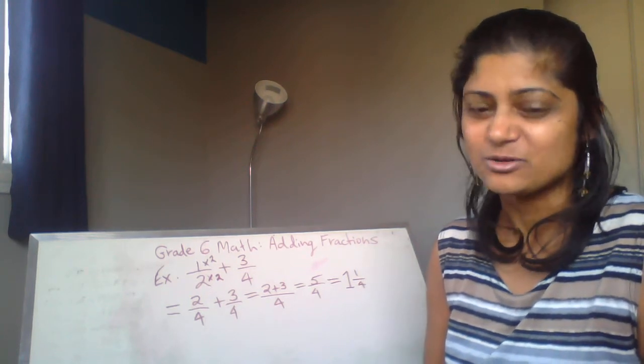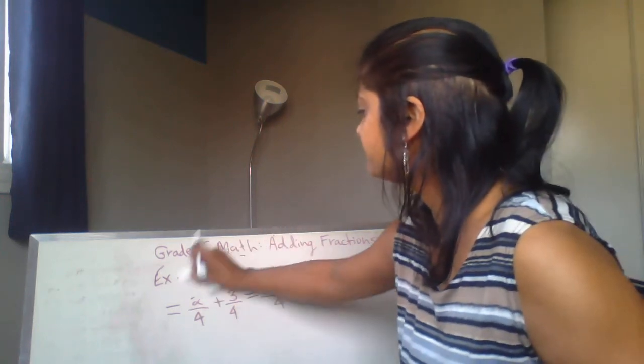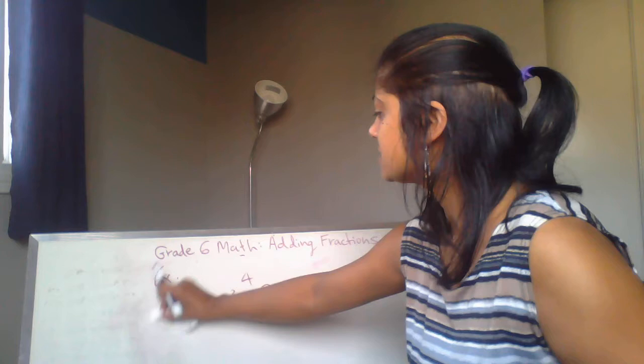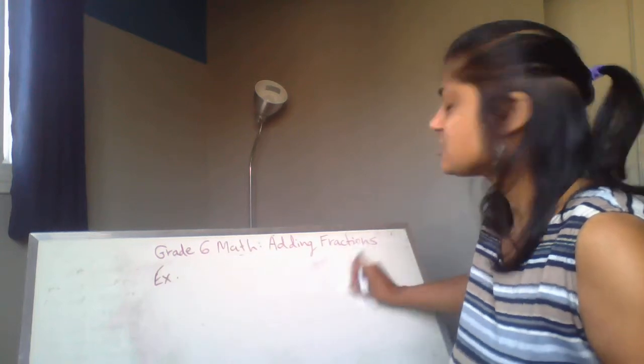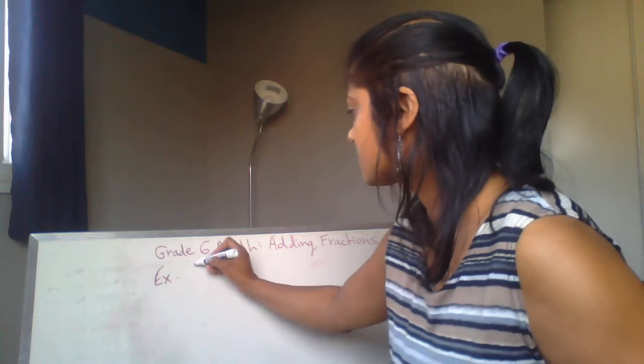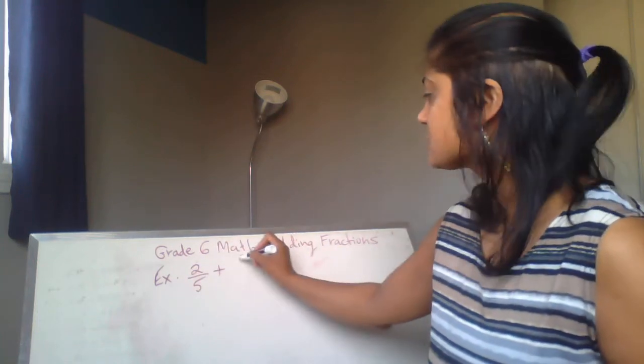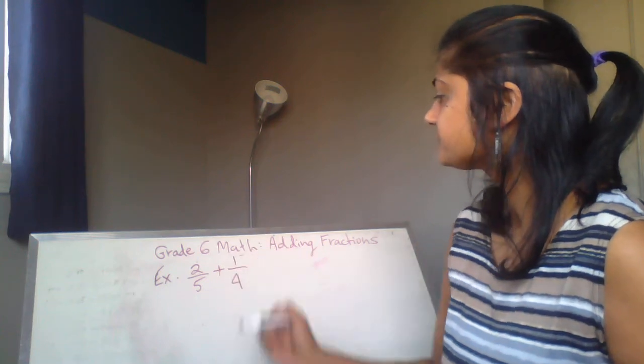Okay, so why don't we try an example? Okay, so we're going to move down here, and I'm going to take this off. So again, we'll just pick a really simple question from the textbook. So let's try this one. It says 2 over 5 plus 1 over 4.